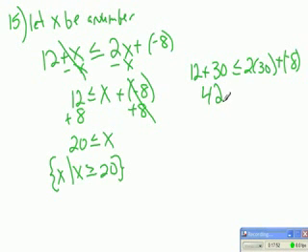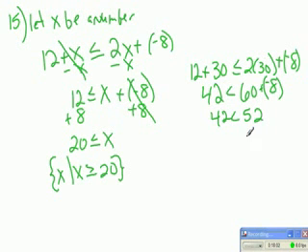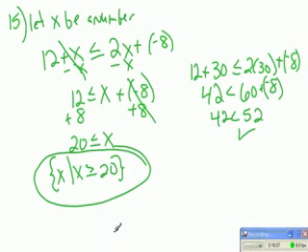12 plus 30 is 42. 2 times 30 is 60. 60 plus negative 8 is 52. 42 less than 52? Yes. So my answer works.